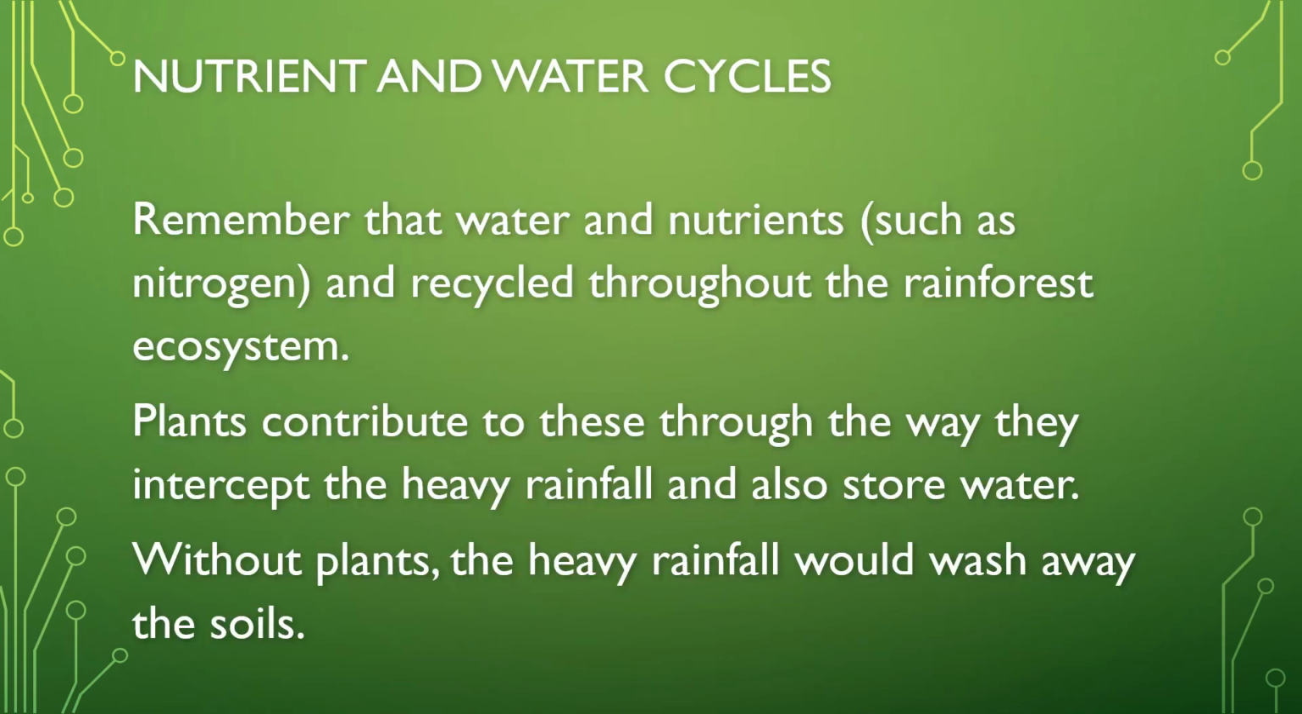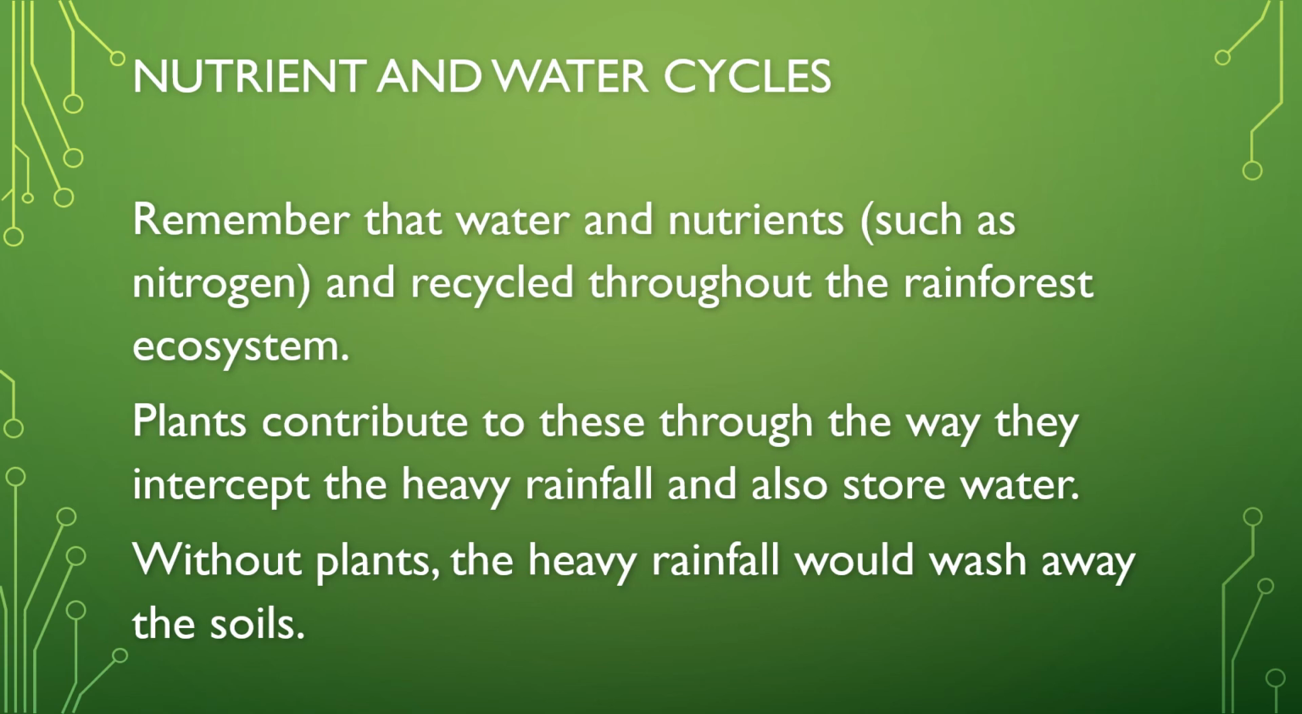So just one more thing, remember that water and nutrients such as nitrogen, for example, think of nutrients like the vitamins that are vital for life, are recycled throughout the rainforest ecosystem. Plants contribute to these through the way they intercept the heavy rainfall and also store water. What we mean by this is that all that heavy rain falling on the top of the rainforest, the plants stop that heavy rain simply hitting the forest floor and then washing away the soil.